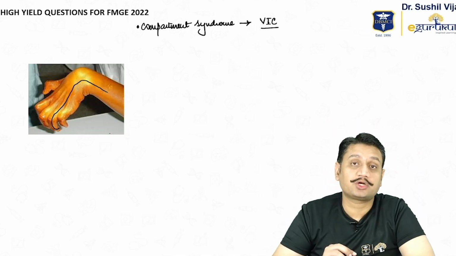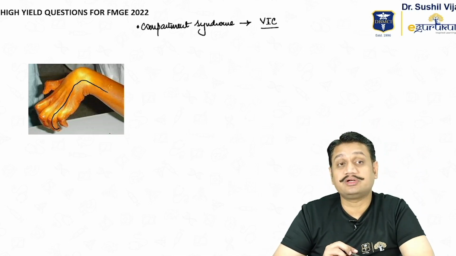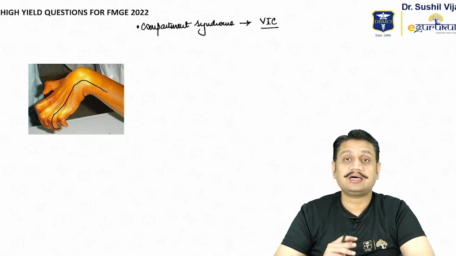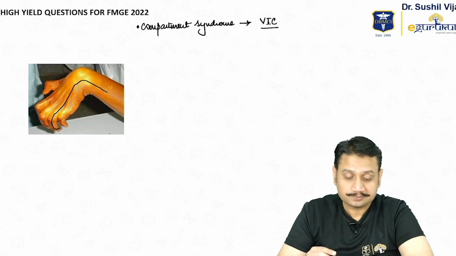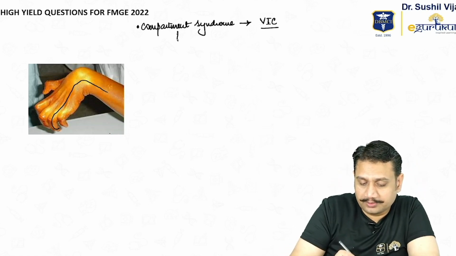This can be a complete claw as well. This can be compartment syndrome. So do remember how they are giving you the history of trauma or the nerve involvement or nerve resection at the wrist area. So guys, let me talk to you about compartment syndrome.